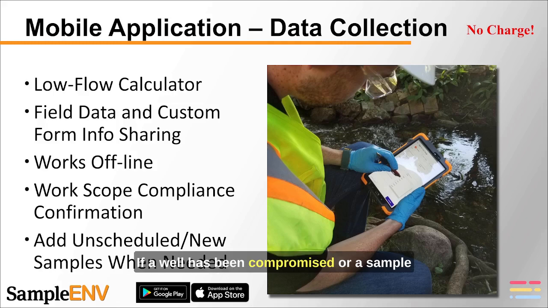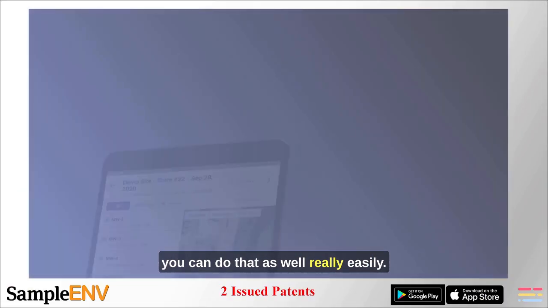If a well has been compromised or a sample location compromised in some fashion, and you're not able to collect it, it's going to turn red. And then yellow is when it's in progress, so if you're out there with a couple other people and you see one is yellow, it means somebody else already started on it. So those are kind of our color codes for work scope compliance. And then you can actually add new sample locations on the fly as well. So if you're out there and you decide to switch locations, or you're just going to add some new ones, you can do that as well really easily.